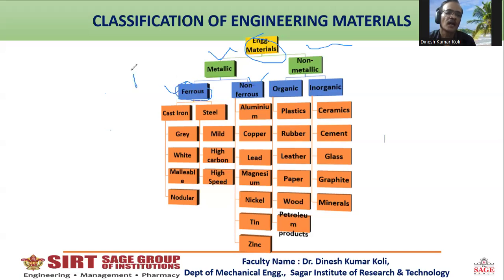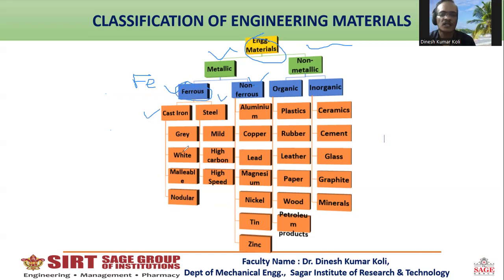In ferrous, iron will be the main constituent. That is the iron, Fe. It is the main constituent. But in the case of the non-ferrous, we use elements other than iron. In the ferrous materials, we use different steels, like high carbon steel, medium carbon steel, low carbon steel, high speed steel, etc. And in this ferrous material, again there are two types. One is called cast iron, and the second is steel.